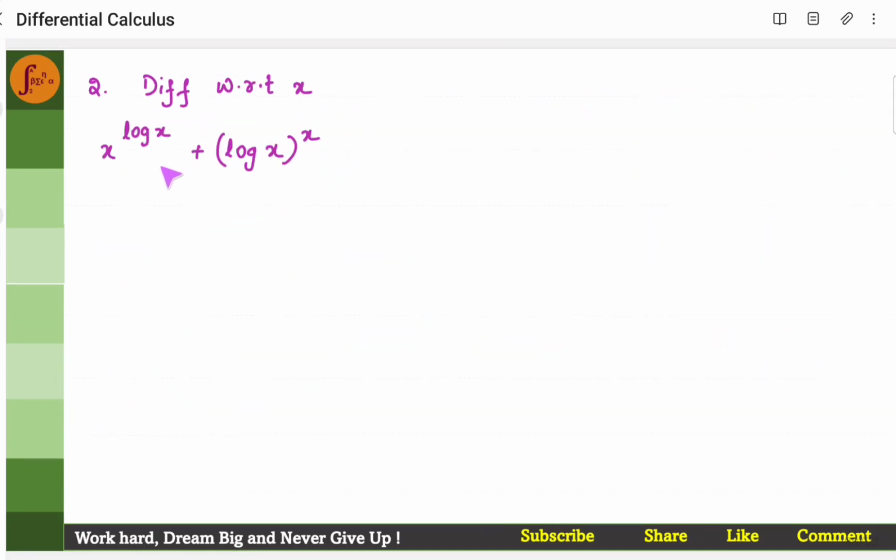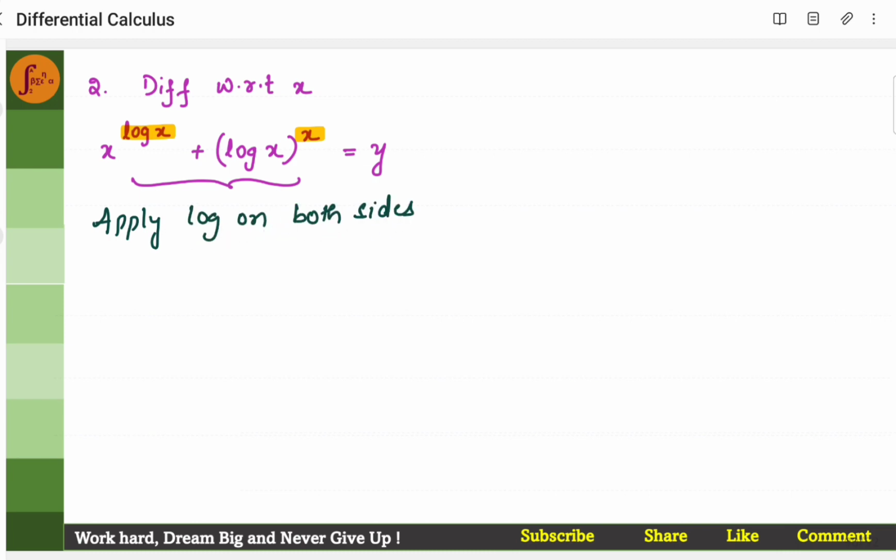Let's take another example where we have to differentiate this entire function. Now we'll call this y. Here you see there are powers, so we'll apply log on both sides. To simplify, what we'll do is take this as one function and this as another function.